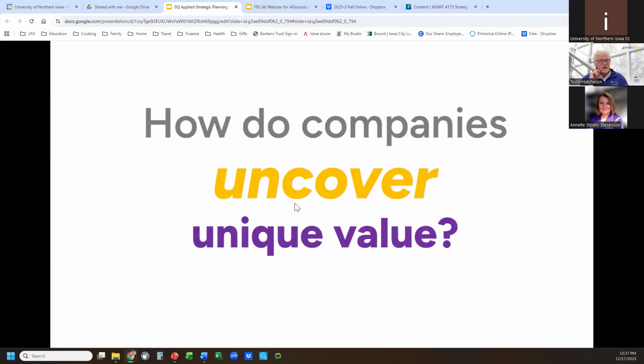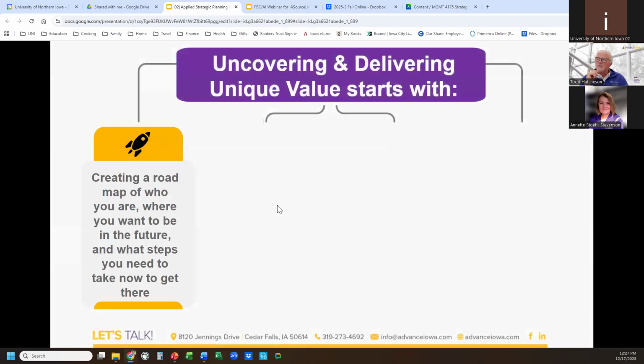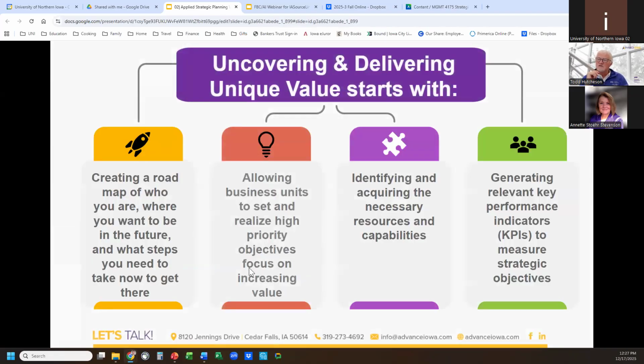So how do you uncover that unique value? There are some methods that we can use that help give some form to that. So we can start by creating a roadmap. We can allow our business units to set and realize high priority objectives. We can identify and acquire the necessary resources and capabilities for our business to be successful. We can generate those key performance indicators. But the question would be, how do we do this? How do I understand what my roadmap looks like? How do I understand what my highest priority objectives are?